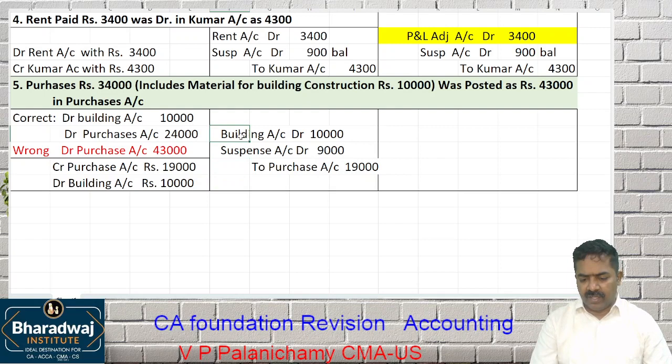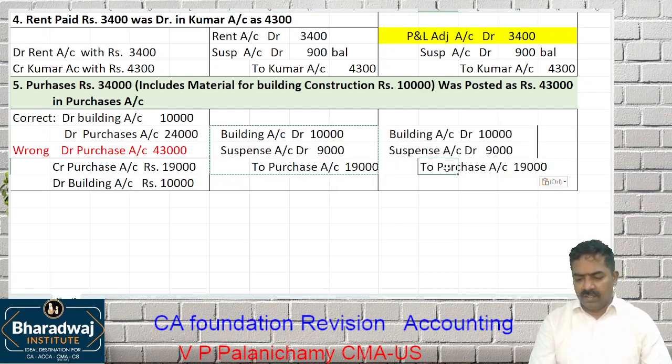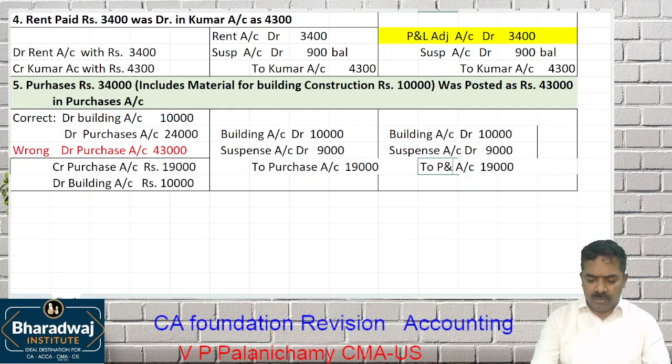If it is after final accounts, what entry will you pass? In the place of purchase account, you will use which account? P&L adjustment.